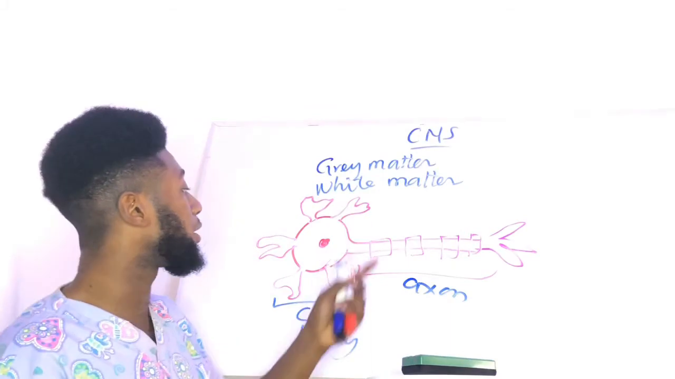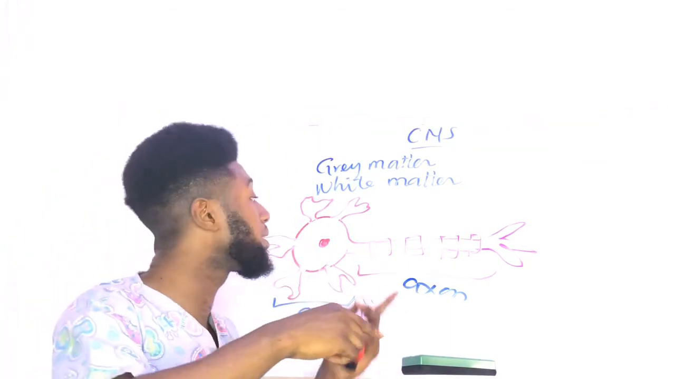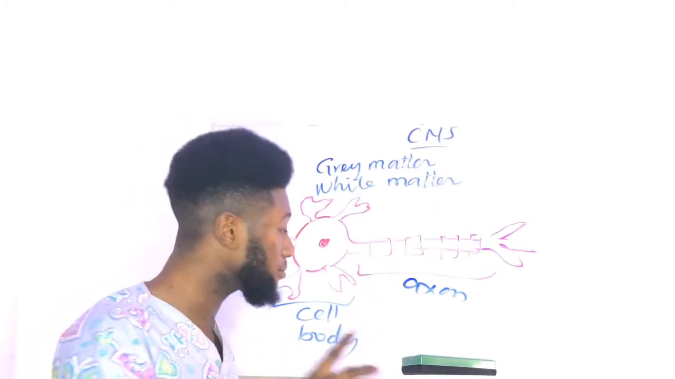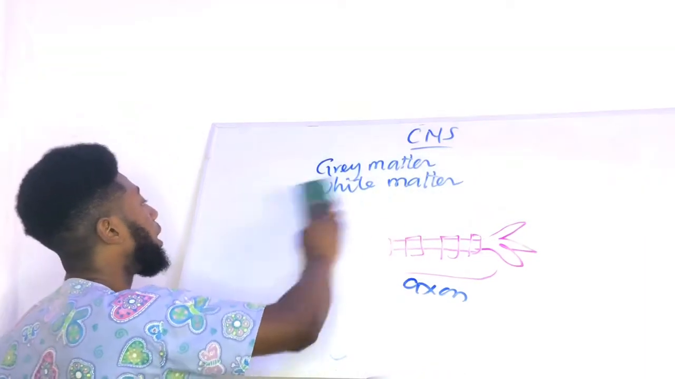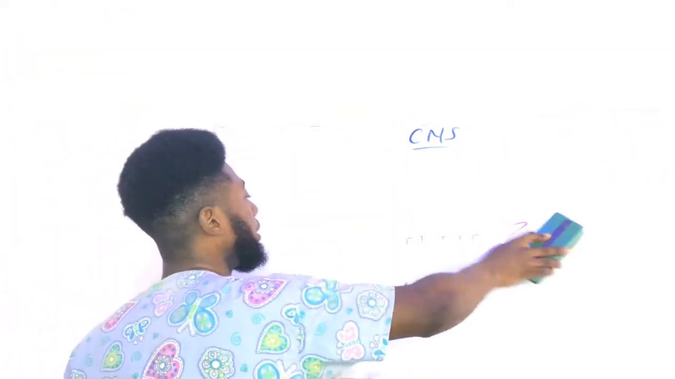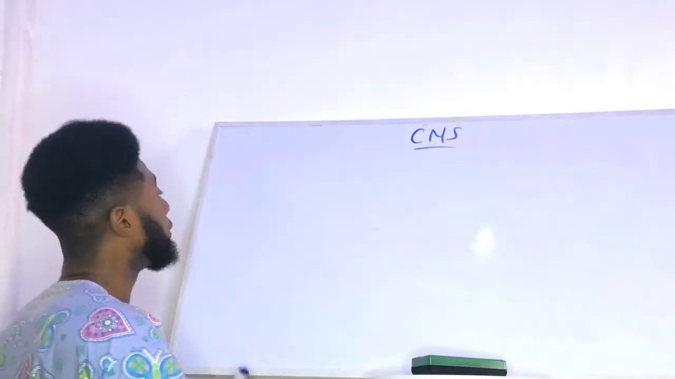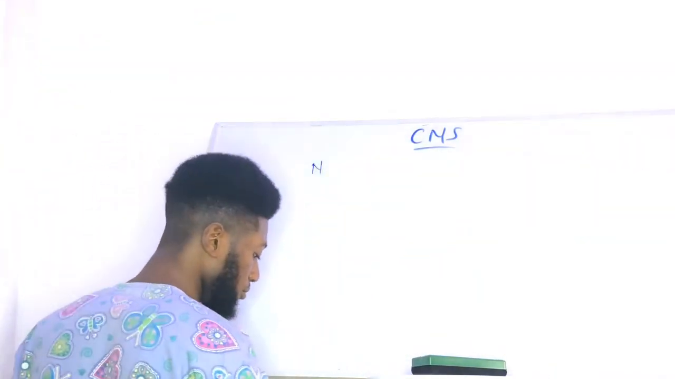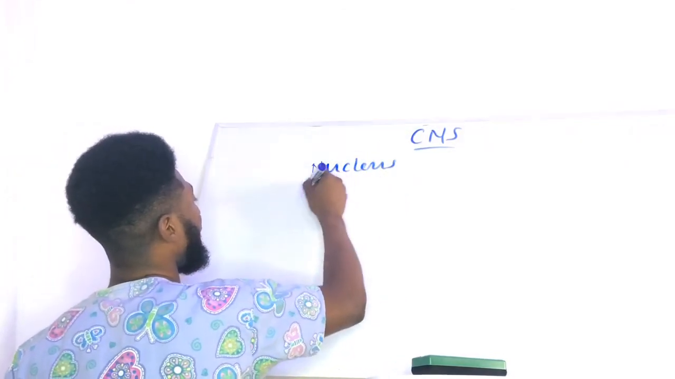And I'm saying gray matter here is a collection of cell bodies, right. A collection of the white axons forms white matter. Simple as that. Now, let's share nucleus and a cortex. Nucleus and a cortex.